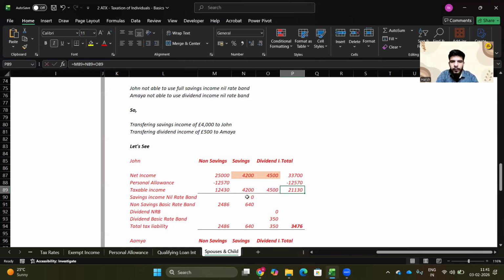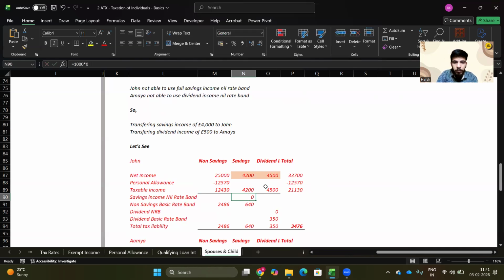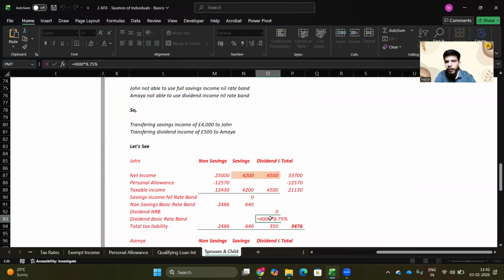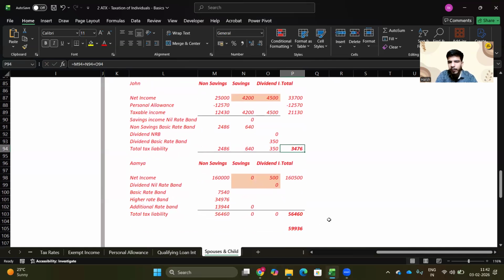So let's start. Our non-savings income is taxed at the basic rate band of 20 percent. Then we have savings income nil rate band of 1,000 pound utilized, and we have again 20 percent tax on this. And dividend income is just 4,500, which is reduced, right? So 500 pound of nil rate band here as well, and over and above that 8.75 percent. So we have 3,476 pound as our taxation.